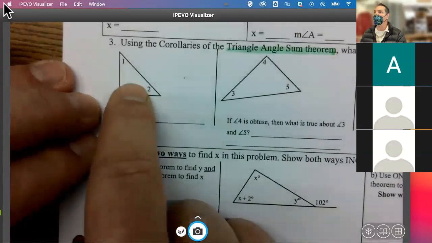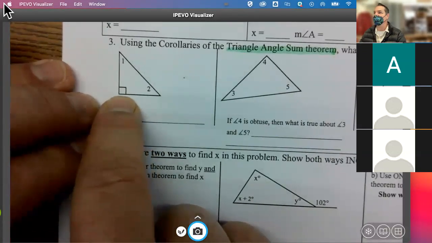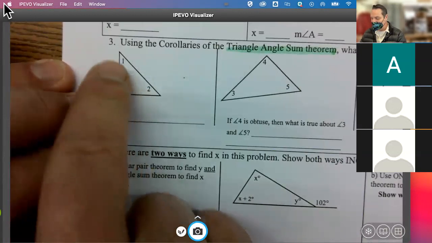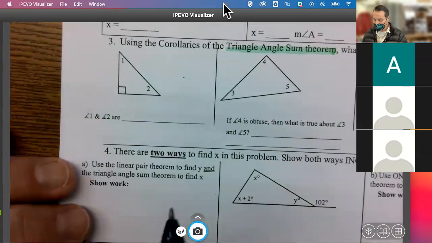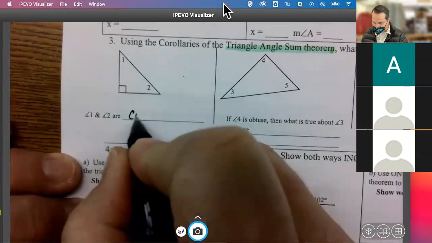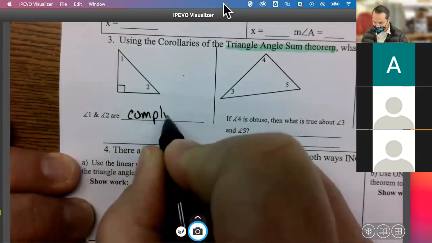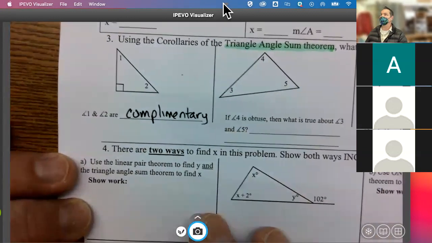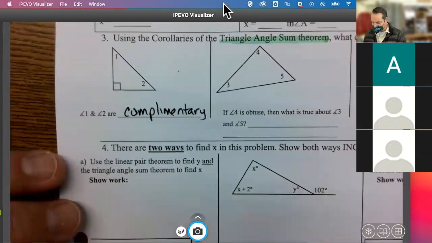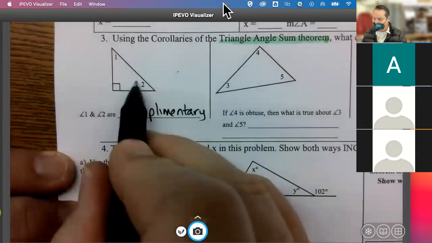So if we know that one of the angles in our triangle is 90 degrees or right, what do we know about the sum of the other 2? They add up to 90. They're complementary. Could that save you a step in the future? Sure, maybe. If you think about it as, oh, if this one's 90, these 2 have to add up to 90.